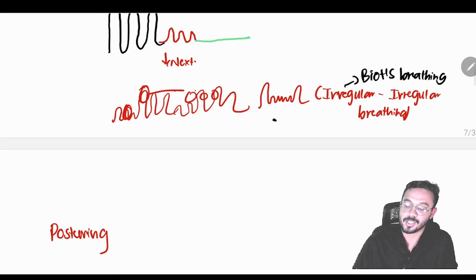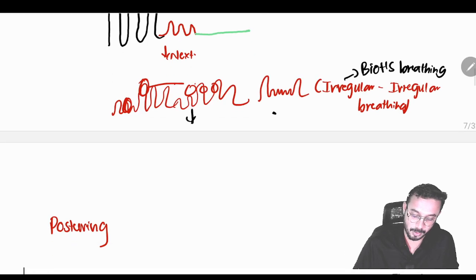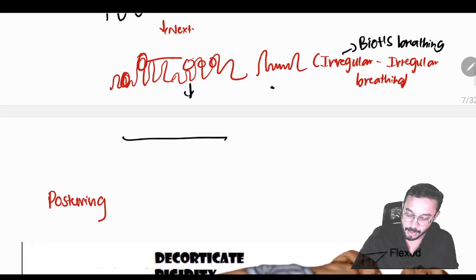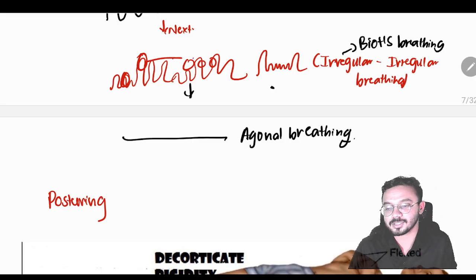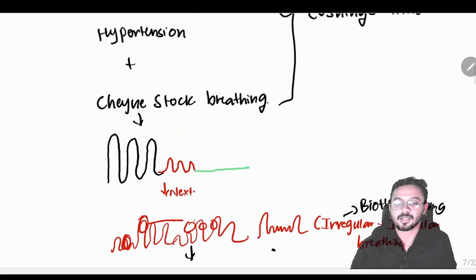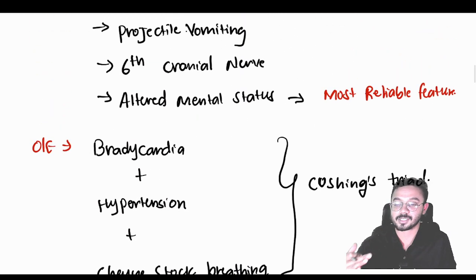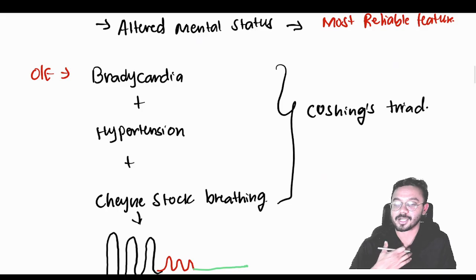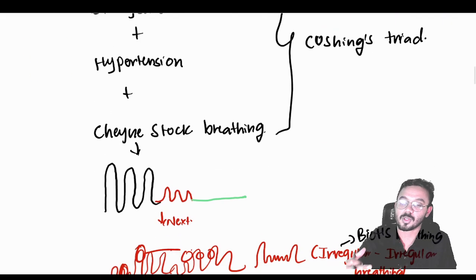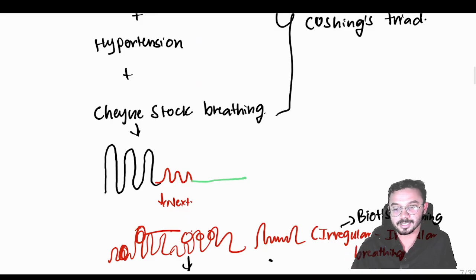Okay, and if this is not treated, the patient will go into complete cessation of breathing, that is known as agonal breathing. So these are all breathing patterns that you will see in head injury patients: Cheyne-Stokes breathing, Cushing's triad or Cushing reflex, bradycardia, hypertension and Cheyne-Stokes breathing. These are all very important. Hyper, hypoapnea, these are all breathing patterns you will also see in raised ICP patients.